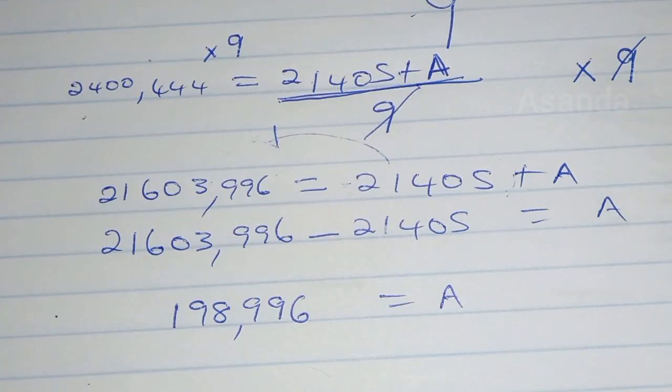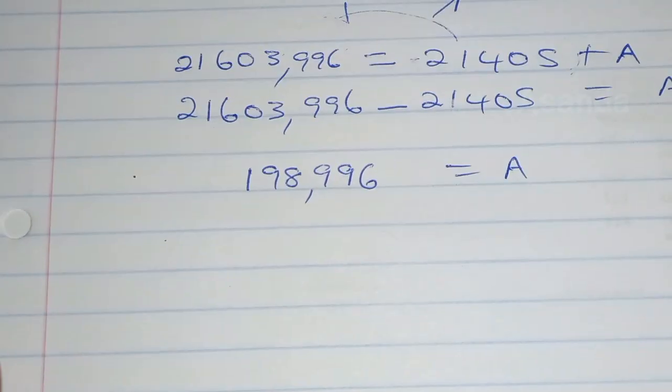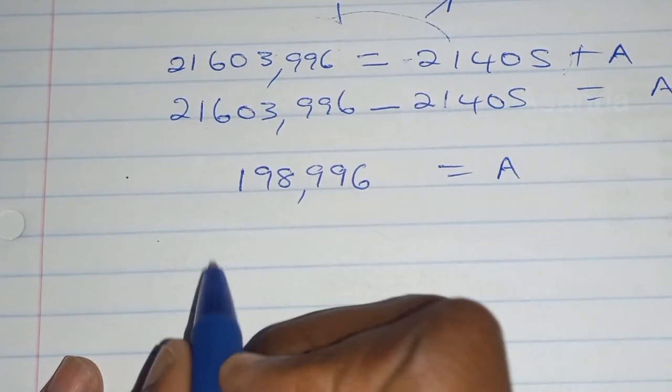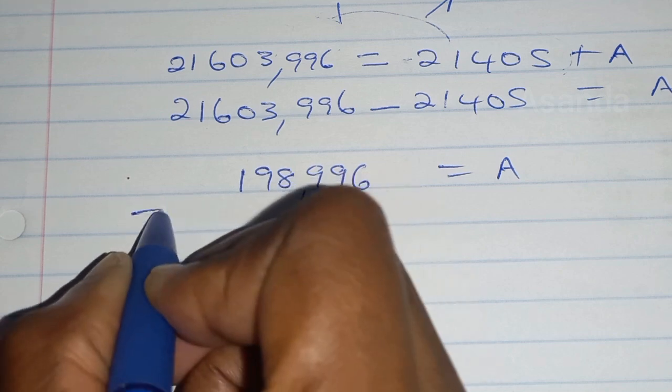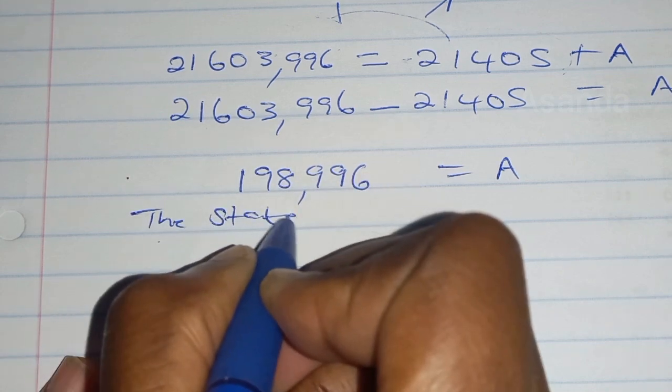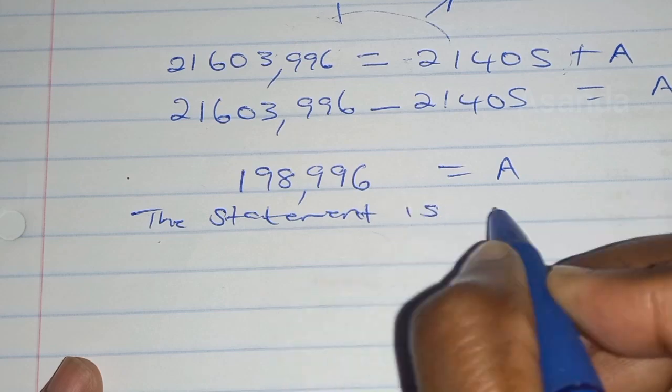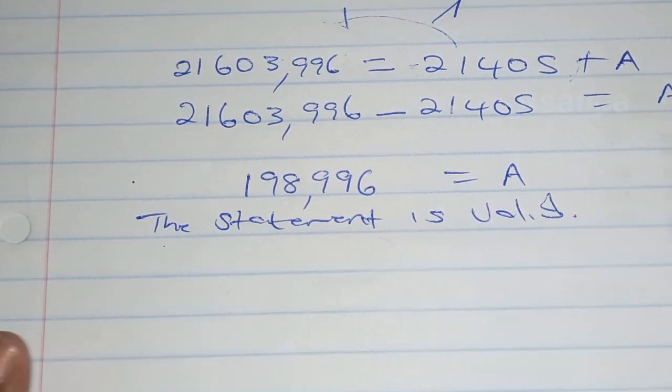Is it less than 200,000? Yes, it is. Let's say true. The statement is valid. It is less than 200. Remember he said that A is less than 200. But if you round off, this is actually 200.